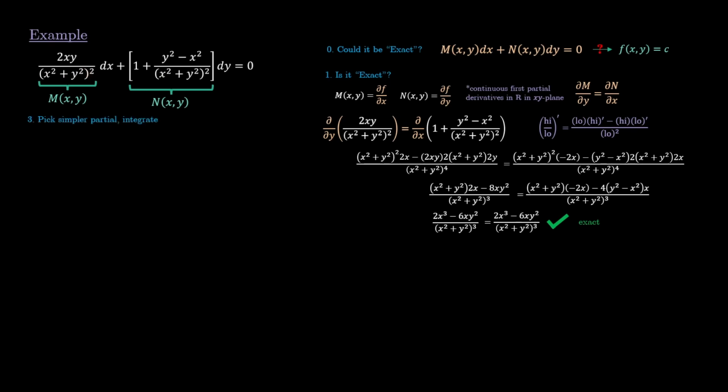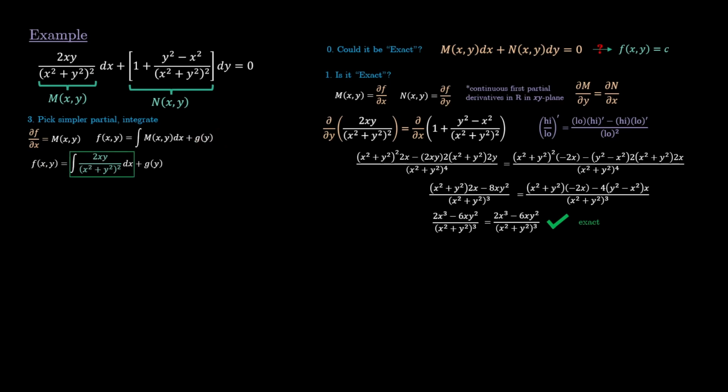We picked a simpler partial to integrate. We said that the simpler partial was m, and it was set to dx. Integrating this with respect to x, we shall get the following. Again, the integration constant was g of y with respect to y, because the integration constant is always with respect to the other variable. For example, we integrated with respect to x, so the integration constant is with respect to y, the other variable. Plugging in for m, we get the following.